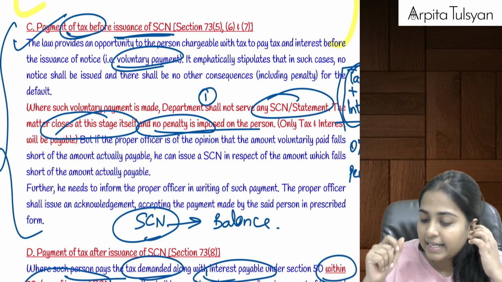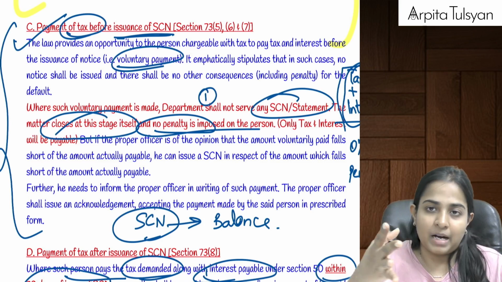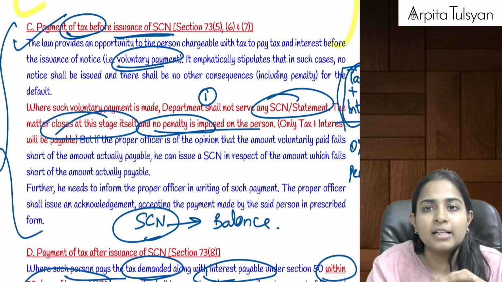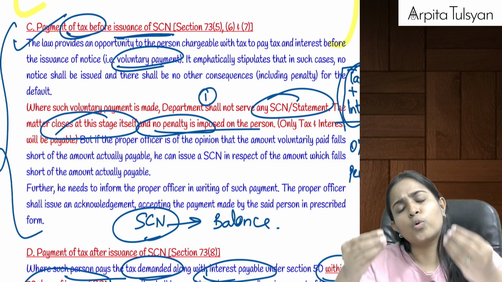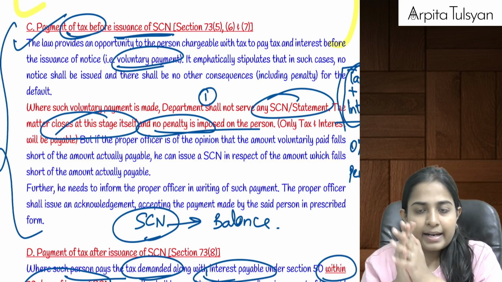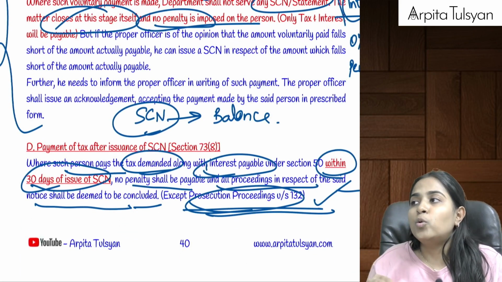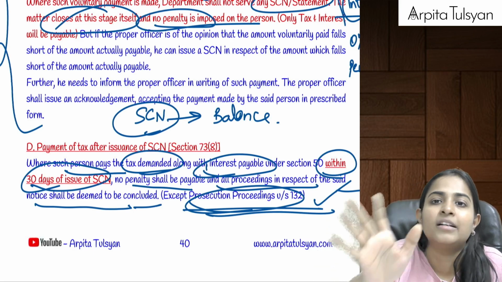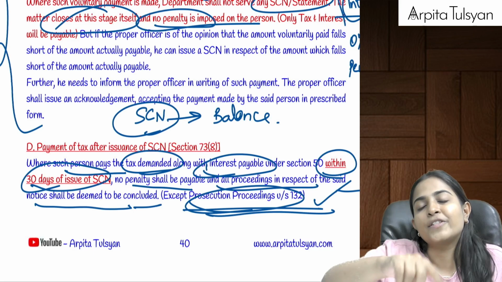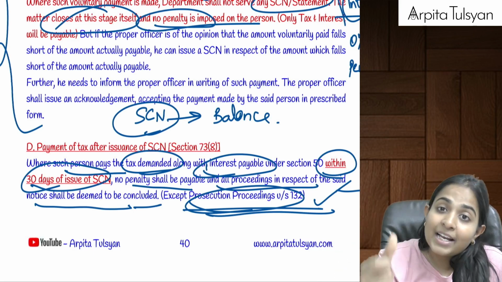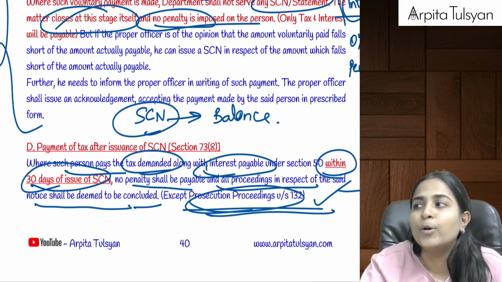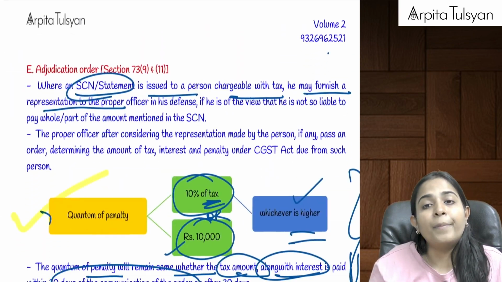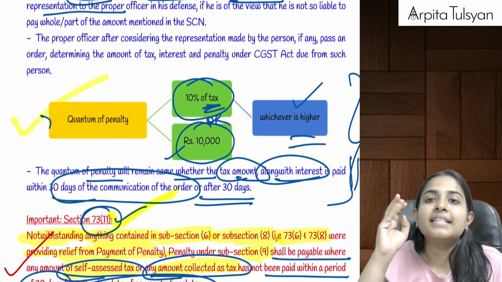Okay, now let's say you paid the amount before issue of show cause notice, but you did not pay it in full and some amount is still due, then the proper officer will issue you the show cause notice for the balance amount. Right? Acha. Similarly, let's say you did not pay it before issue of show cause notice, but you paid it after issue of show cause notice within 30 days. Means as soon as the show cause notice was issued, within 30 days you made the voluntary payment. Then also the department is telling you, very good that you did a voluntary payment. Therefore, now you are just required to pay tax plus interest, but 0% penalty.